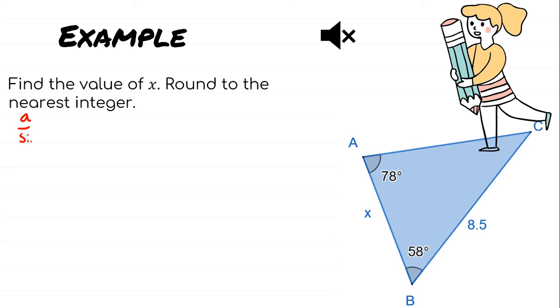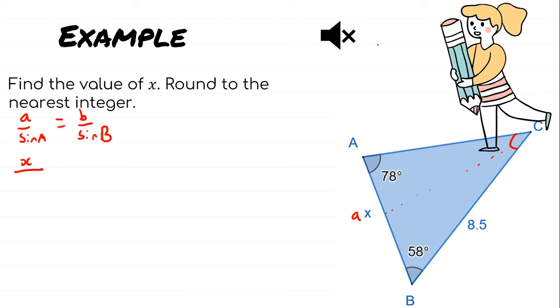A over sine A is B over sine B. Okay, so this is our side A. I think it makes sense to make the thing that we're looking for just that A. Now we've got a problem here, because what I want to do is use this angle opposite, don't I? But it's not there.